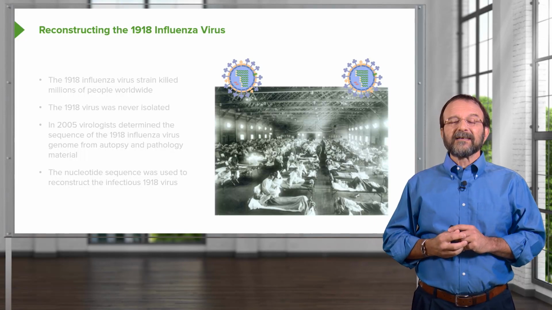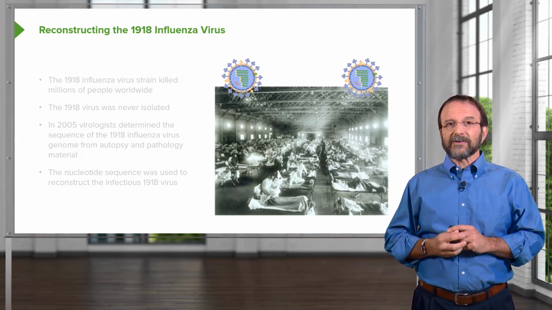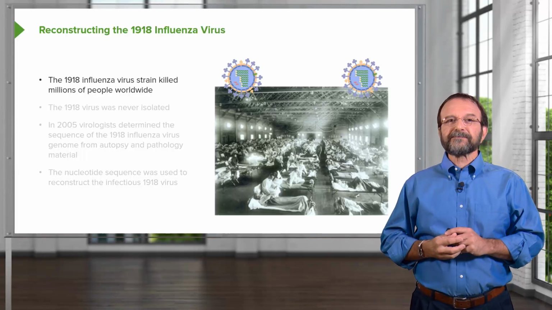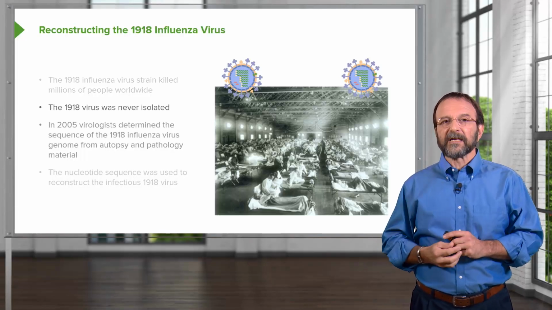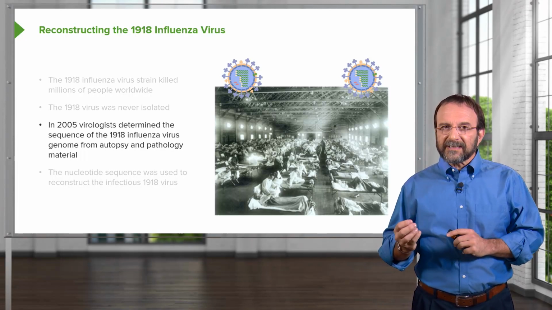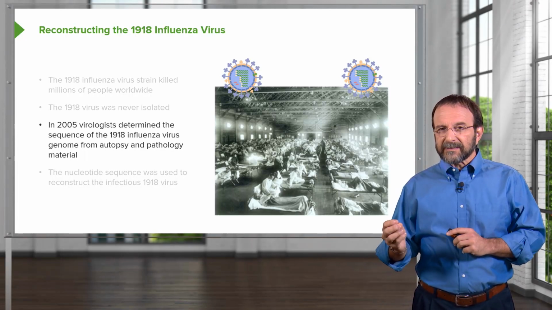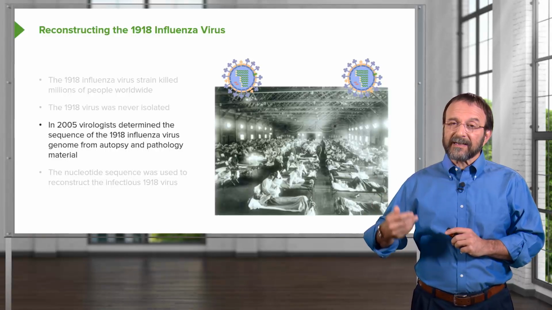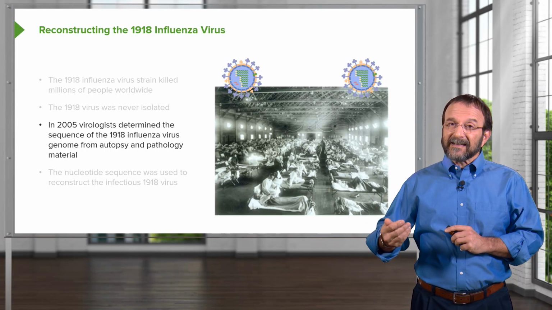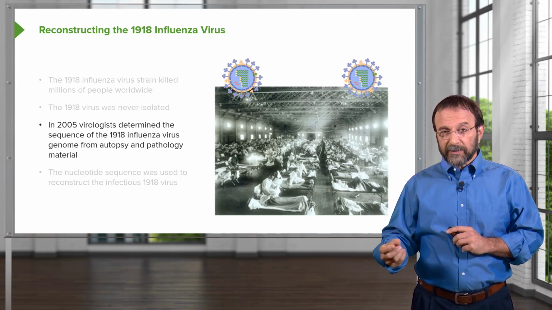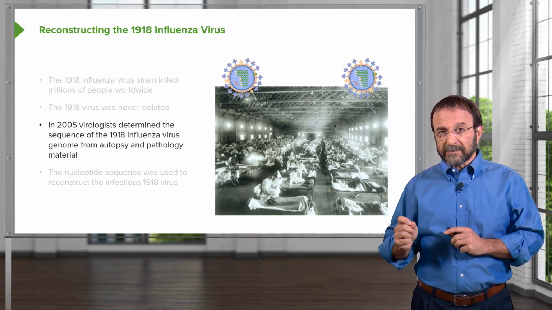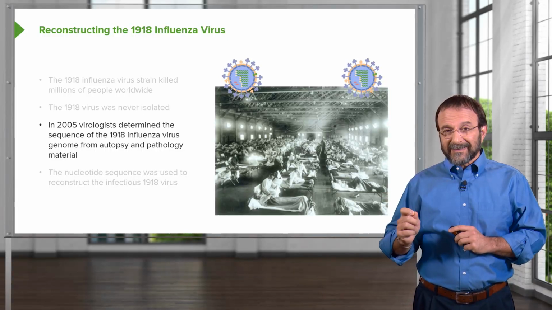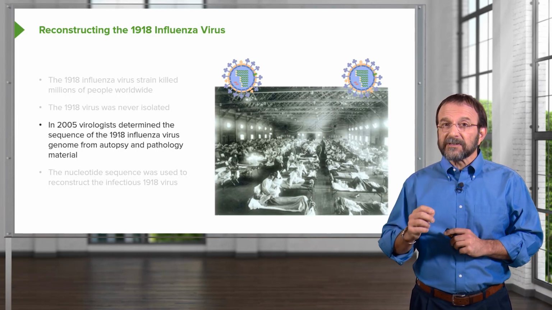So in the 1990s, investigators determined the sequence of this virus because it had never been isolated. They determined the sequence from material that had been obtained from people who died and were frozen in Alaska. They opened the grave, they took biopsies of the lungs. These people were known to have died from influenza virus. And then they extracted enough material to determine the genome sequence.